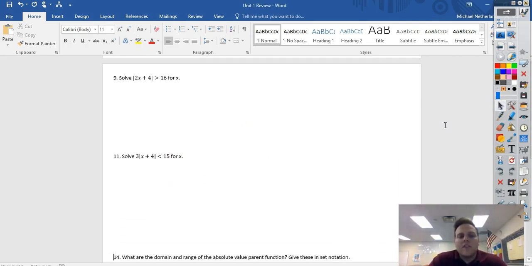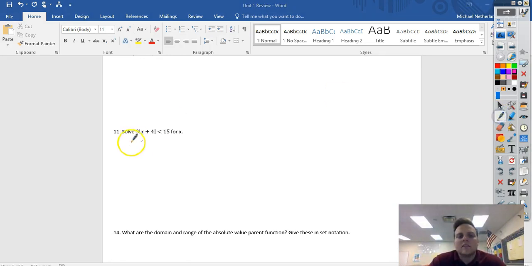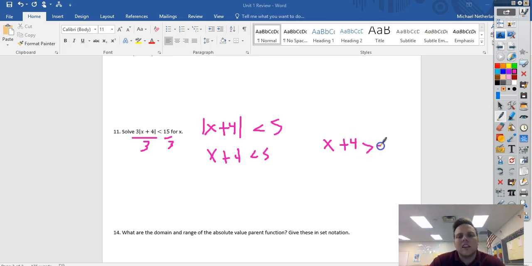Number 11. Solve. 3 times the absolute value of x plus 4 is less than 15. Okay, the absolute value is not by itself right now, so I need to do that first. So I divide both sides by 3. So I say the absolute value of x plus 4 is less than 5. Now that I have the absolute value by itself, I can set up my two inequalities. I can say x plus 4 is less than 5, and I can say x plus 4 is greater than negative 5. So I subtract 4, so I get x is less than 1, subtract 4, so I say x is greater than negative 9.